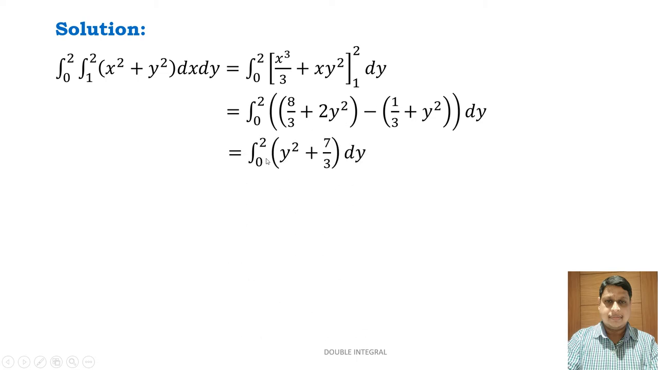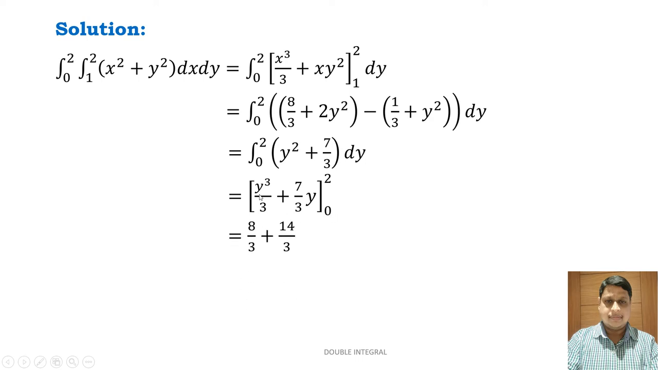Further, we can simplify, 0 to 2. So, 2y square minus y square is y square. So, 8 by 3 minus 1 by 3 is 7 by 3, dy. We can integrate y square to become y cube by 3, and 7 by 3 into y. The limit is 0 to 2. Replace the upper limit by 2 and the lower limit by 0.